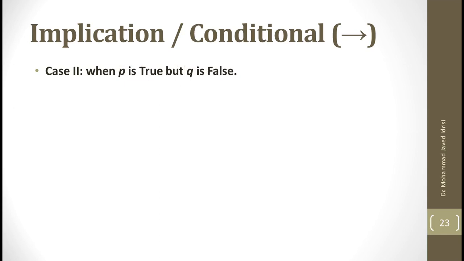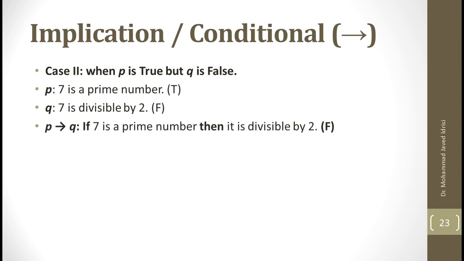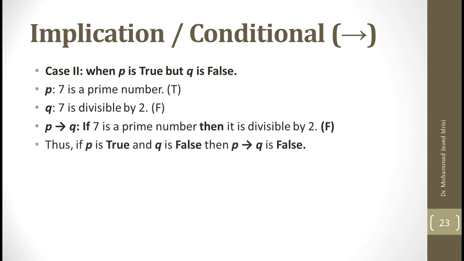In case 2, we consider P is true but Q is false. These are the propositions. 7 is a prime number and 7 is divisible by 2. Here P proposition is true and Q is false. So P implies Q means if 7 is a prime number, then it is divisible by 2, which is a false proposition. So P implies Q is false if P is true and Q is false.